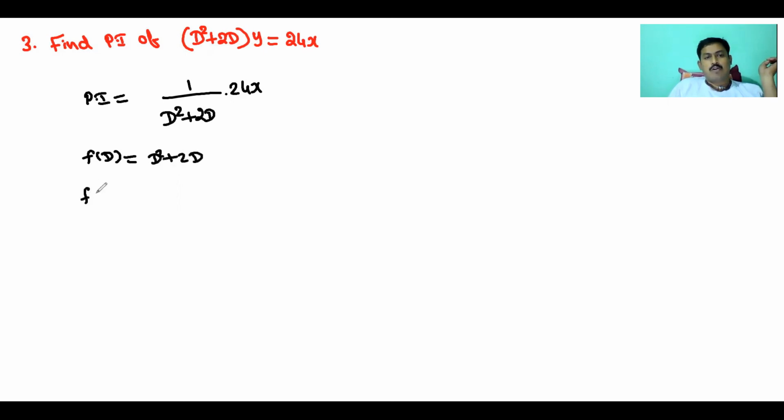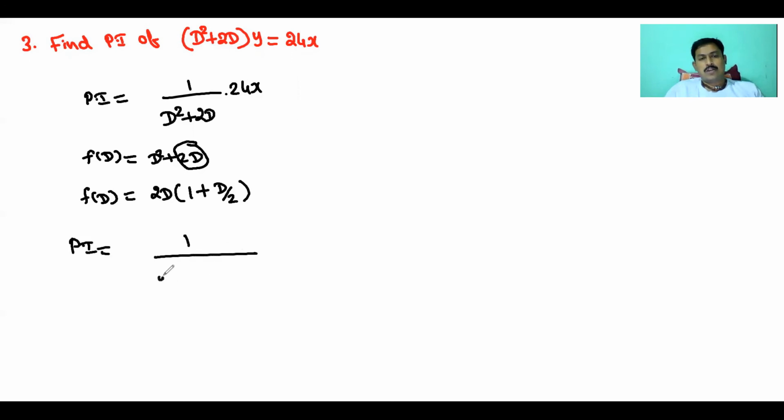By taking our lowest degree term, here the lowest degree term is 2D. If you take 2D out, you will get 1 plus D by 2, since D square becomes D by 2 after taking 2D out. If you multiply, you will get the same as the previous step. Substituting this in PI, you will get 1 divided by 2D into 1 plus D by 2 into 24x. Here this 2 and this will get cancelled, we will get 12x.